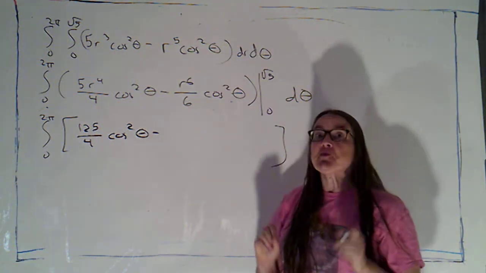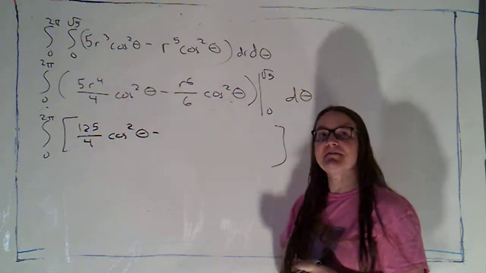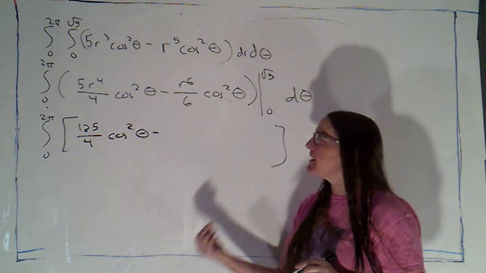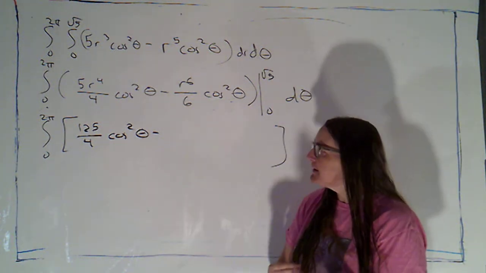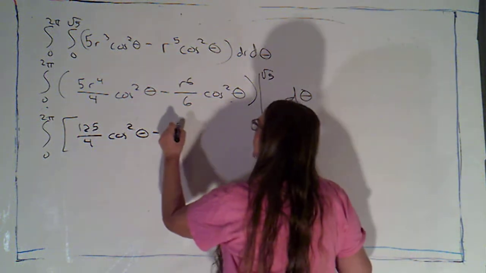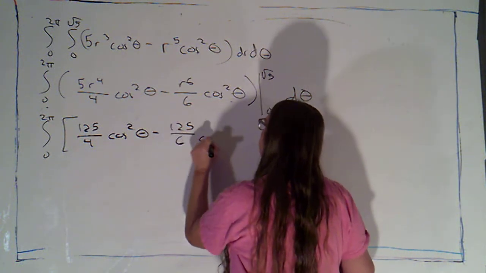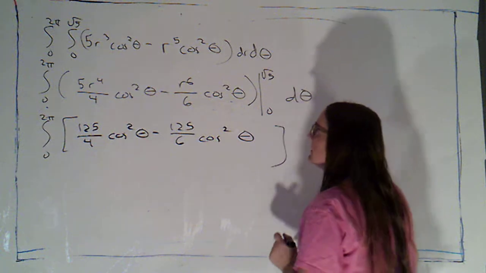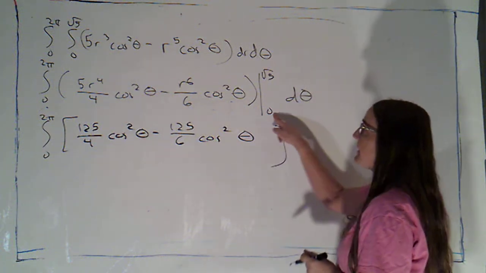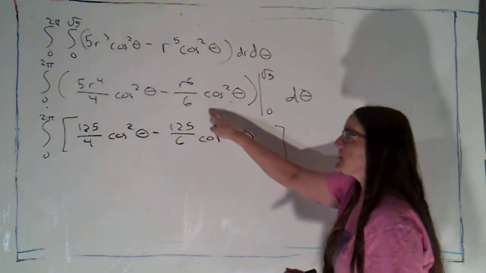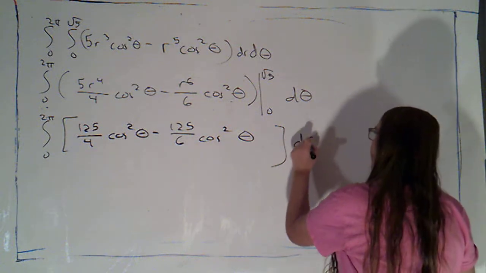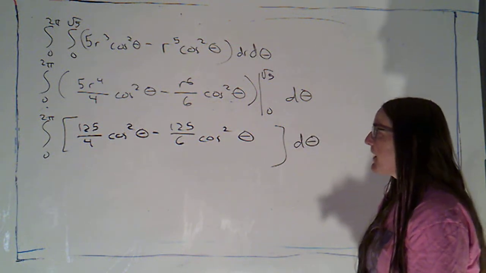So remember, each pair of root 5s is giving me a 5. So this is going to be a 5 times a 5 times a 5. So that's 125 sixths cosine squared theta, minus, when I plug in 0, I do actually just get 0. So we're just going to have to integrate this with respect to theta.